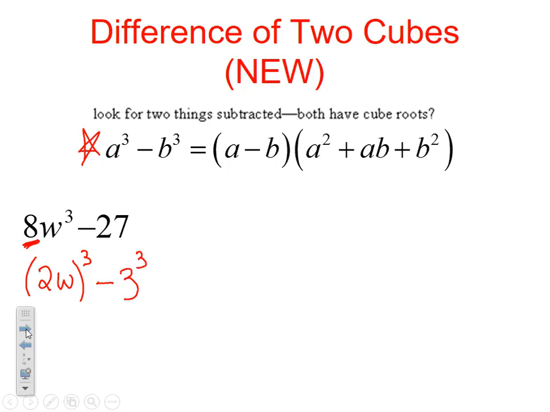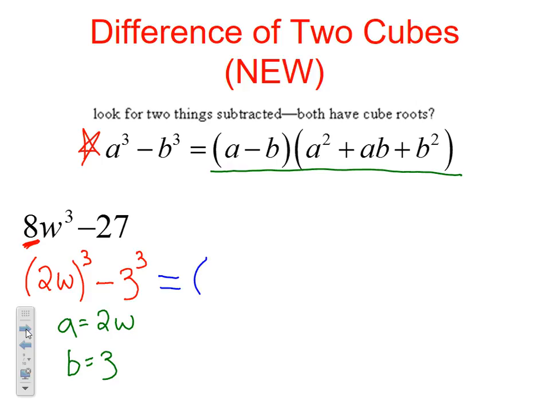Once I get here, I need to identify my a and my b. My a on this one is 2 things. It's 2w. My b on this one is just 3. Once I have those identified, I'm going to come in here, plug it into this equation. So this is going to equal, my a is 2w minus my b, which is 3.